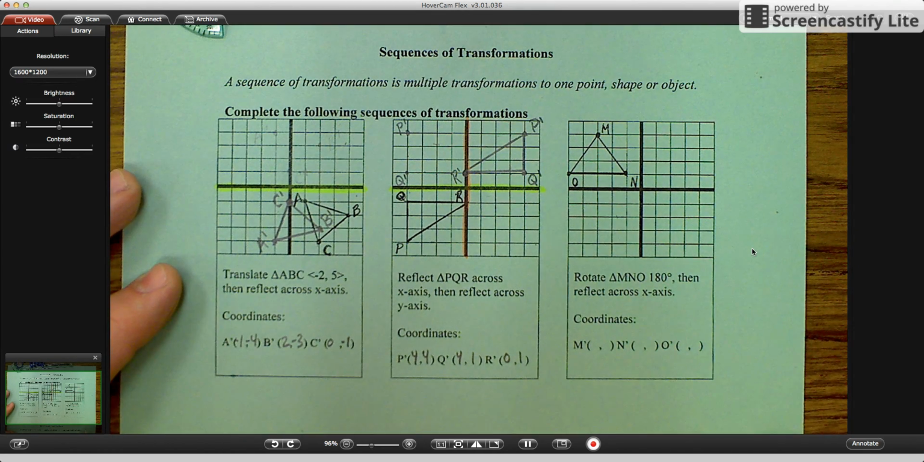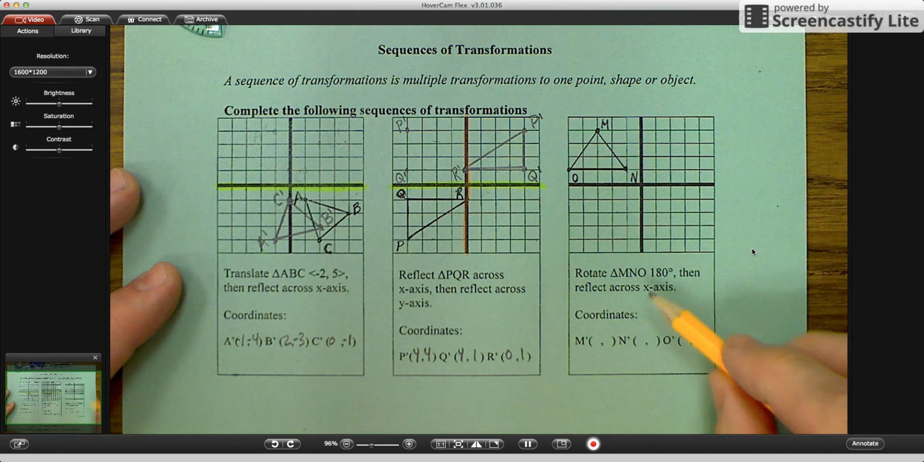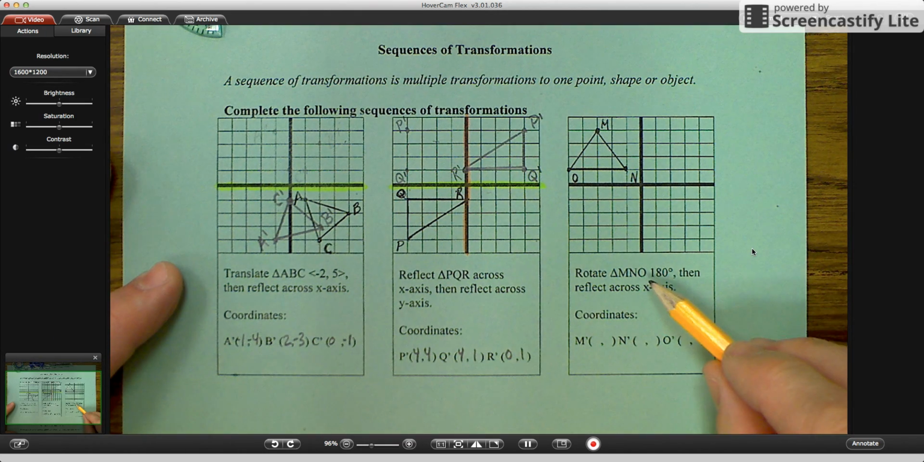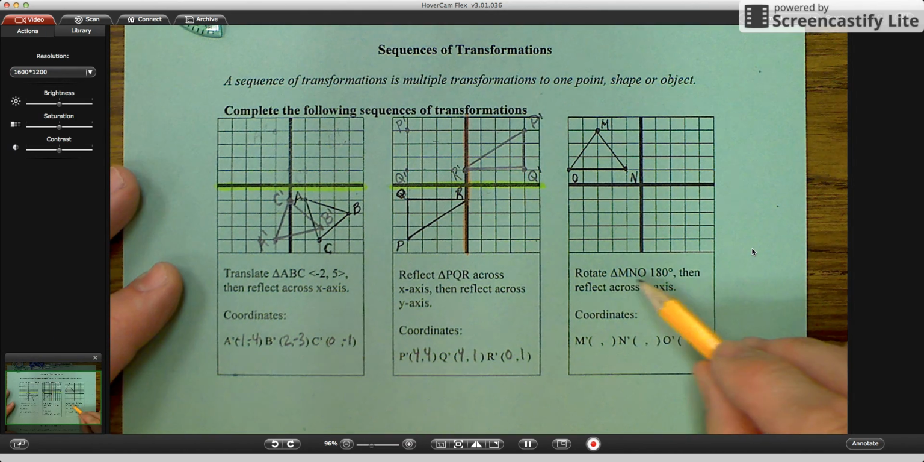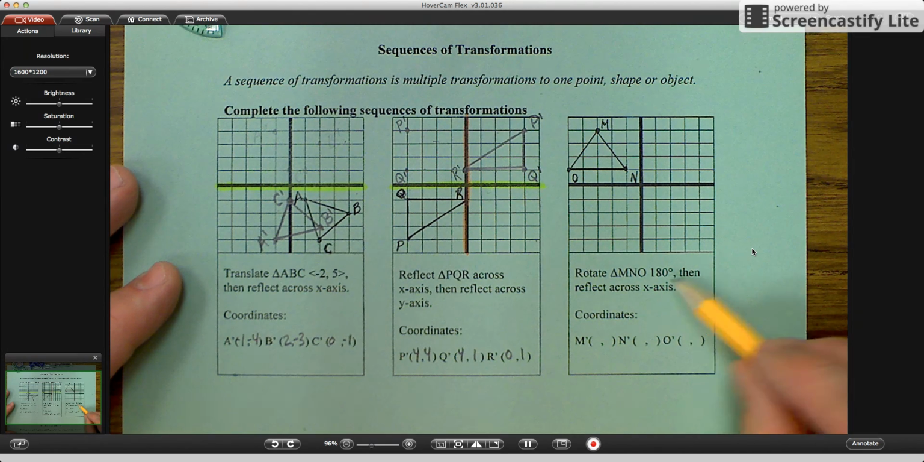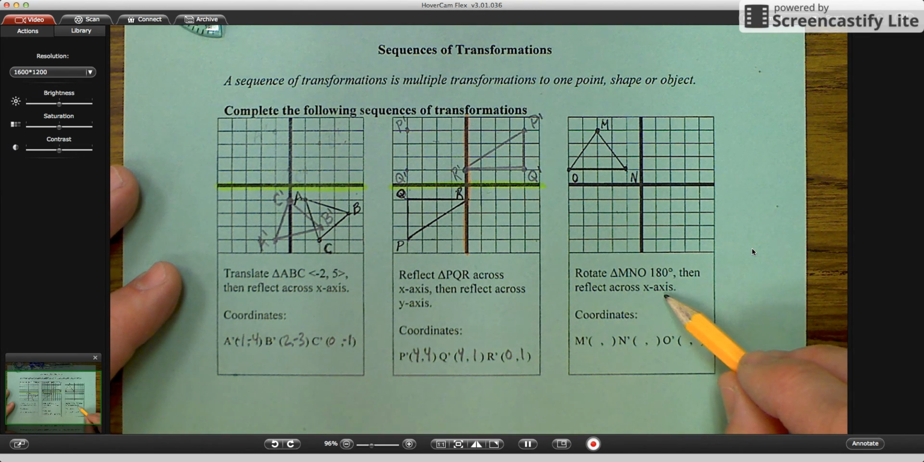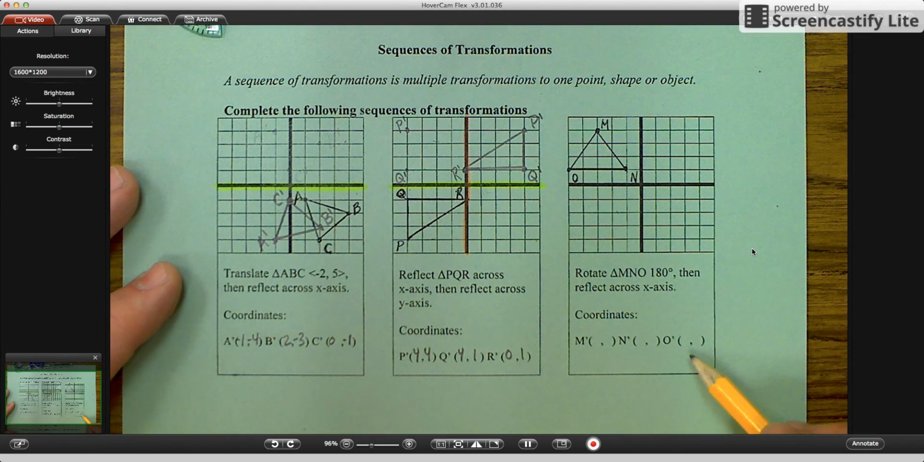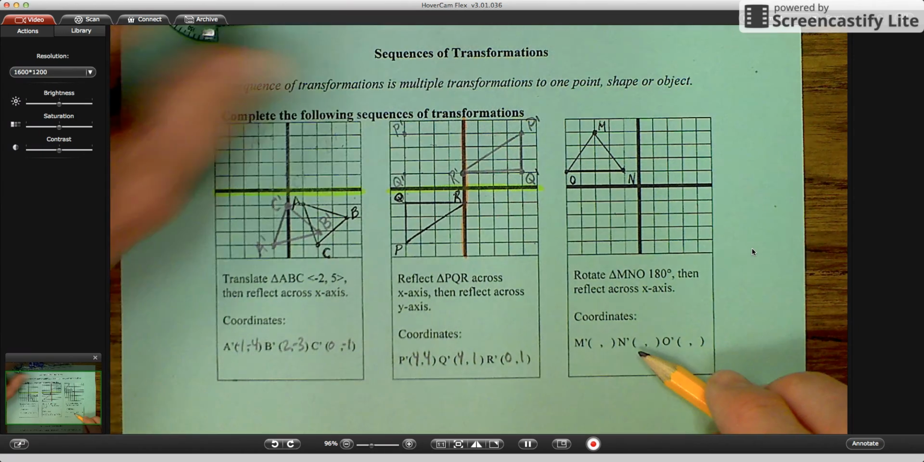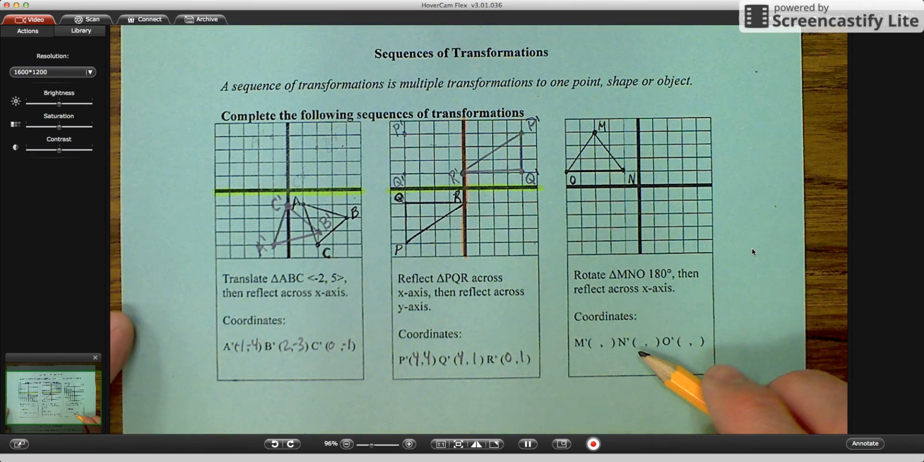What I'd like you to do is do the third one on your own. Rotate triangle MNO 180 degrees, then reflect across the x-axis. And fill in your coordinates when you're done. Have a great day, and bring these to class tomorrow and show me what you got.